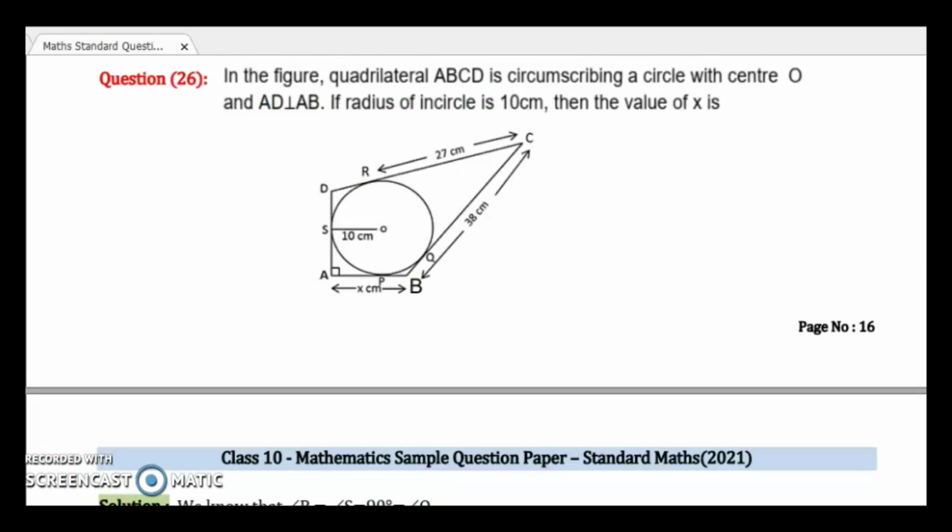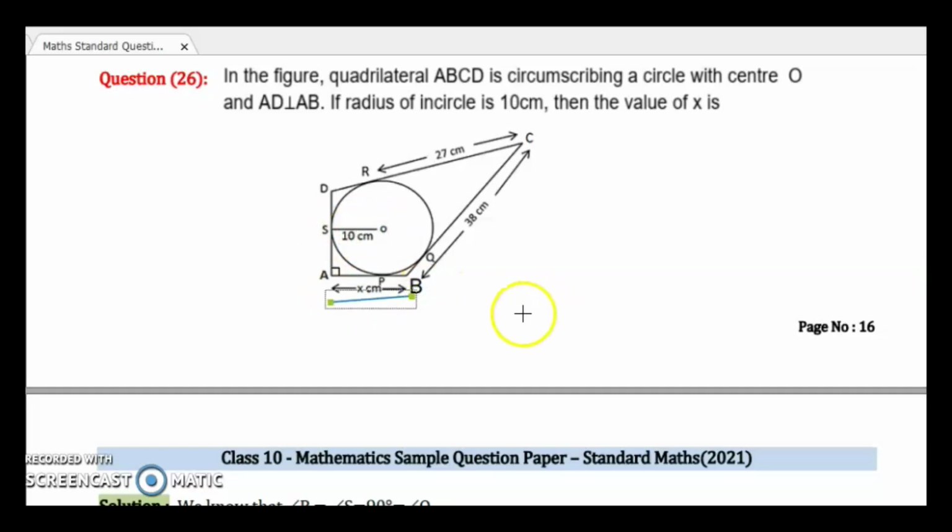In question number 26, a quadrilateral ABCD is circumscribing a circle of center O. It is clearly specified here. AD is perpendicular to BA. And one more thing is given: if the radius of the incircle is 10 centimeters, then find the value of x.